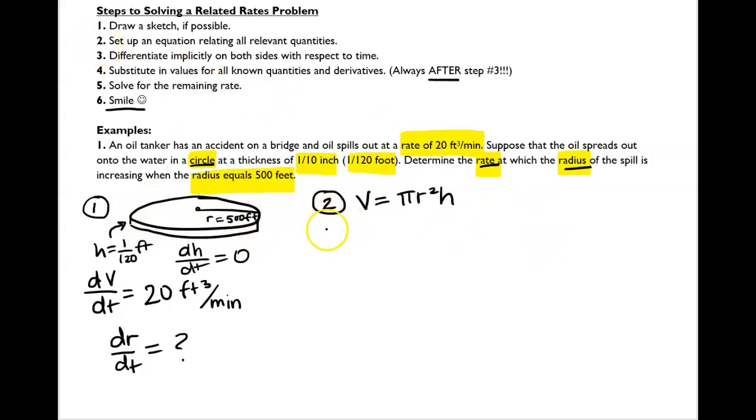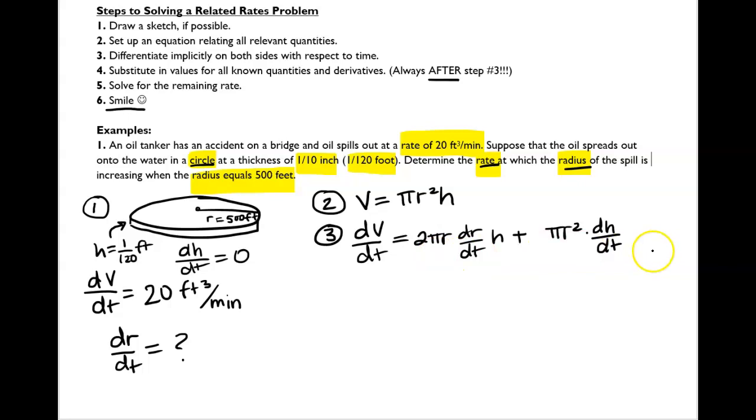So that's step 2. Step 3 is to differentiate implicitly on both sides. So the derivative of volume is dV/dt. The derivative of the pi r squared h, this was up number 3 up above, or part C, I don't remember what you called it, is 2 pi r dr/dt times h plus pi r squared times dh/dt. So again, I'm using product rule there.